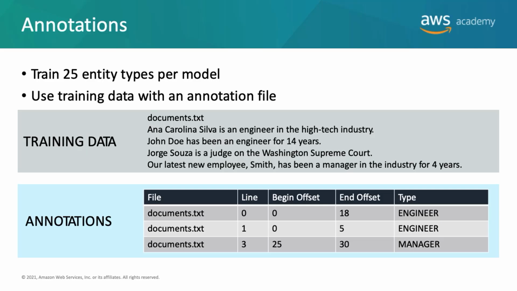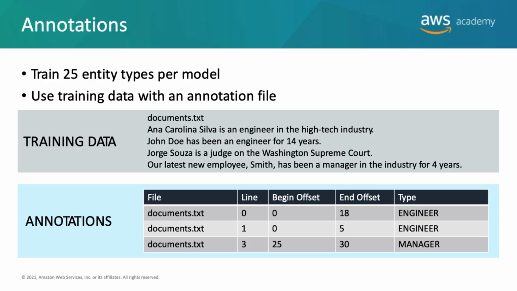When using annotations to train a custom entity recognizer, you must provide annotated training data. Annotations label entities in context by associating your custom entity types with the locations where they occur in your training documents. You can provide this training data as a comma-separated values, or CSV, file. The slide shows 4 lines from an example training file where a person's name is the entity.